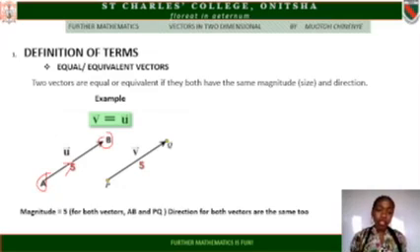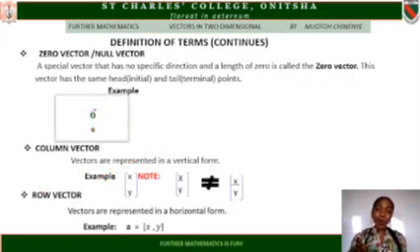Then the second vector is named vector PQ. It moves from P and stops at Q, and the size is the same, 5. So with this, you have seen that these two vectors are the same. Then the next one is the zero vector. A zero vector does not have a specific direction or length. An example is seen on the screen.